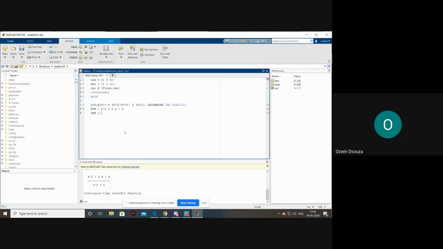Similarly, if you open up the denominator, you would get s square plus s. So the denominator polynomial is going to be s square plus s, and to keep the dimension, I'll put the last coefficient as 0. Now that you have the numerator polynomial and denominator polynomial, you can go ahead with MATLAB coding.